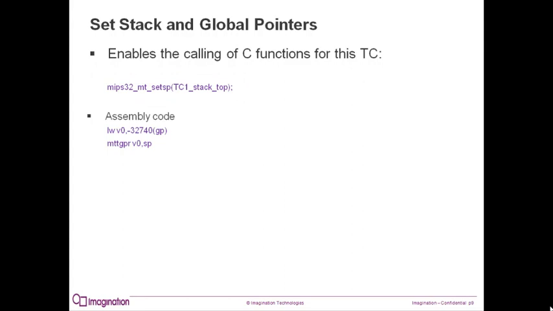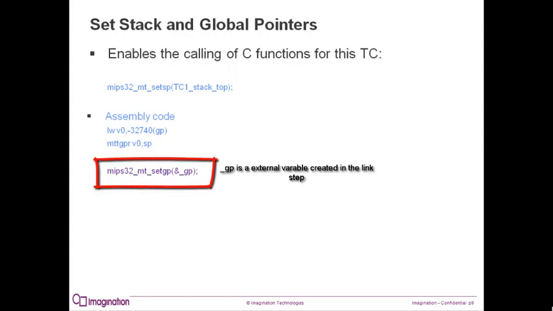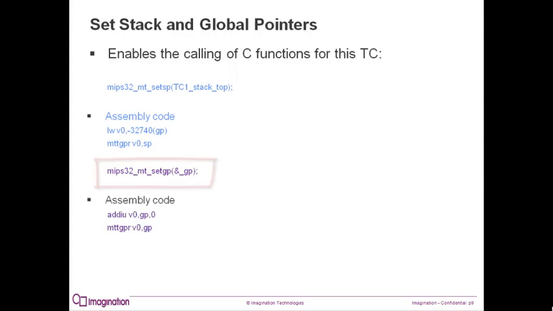The global pointer is used to reference the global variables in the small data areas. These variables are shared by all threads. To set the global pointer, I will use an external variable set by the linker called _GP and the MIPS32 MT set GP macro. Here is the assembly code. Notice that in the assembly code, I can just copy the GP register to the target thread.